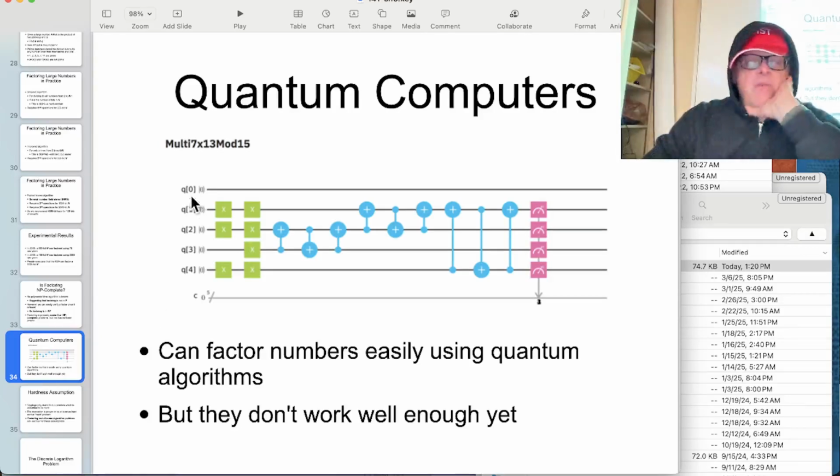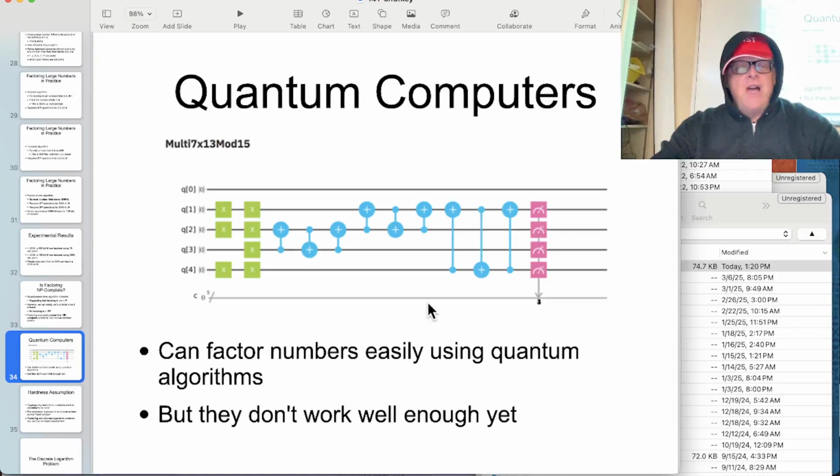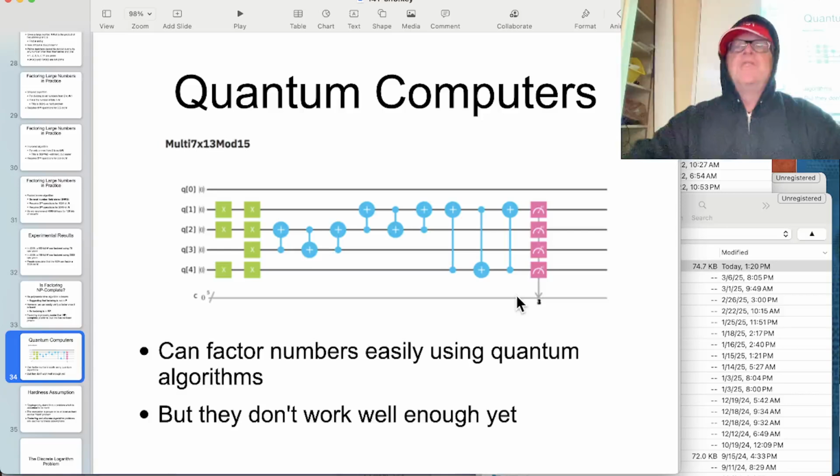And so quantum computers, like I say, can factor numbers easily using quantum algorithms, but the hardware doesn't exist that can do it for a major key. The only thing I ever heard that was successfully cracked was this. They factored 15 into 3 times 5. This one's doing a different one. But in real quantum computers, they proved that 15 is 3 times 5. That's the factoring they were able to do.